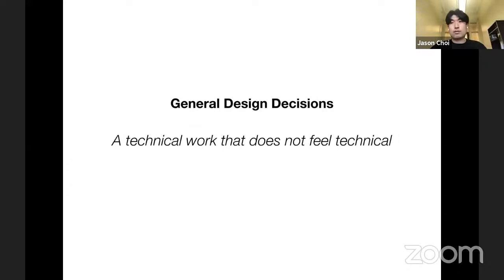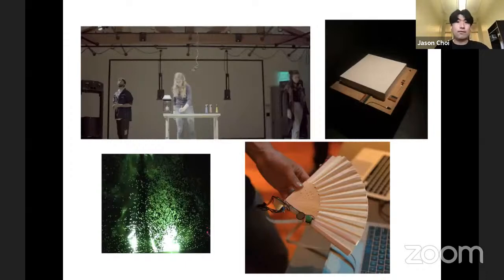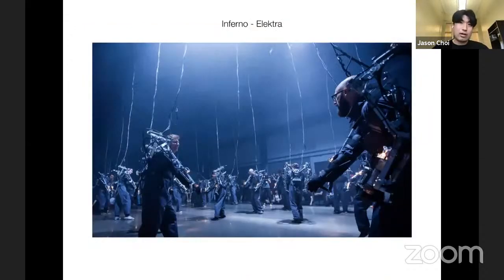Also, my general design decisions were indirectly applied to this process. Throughout all my projects, my general design approach is that I like a conflicting feeling, where the audience perceives that the piece is very technical, but it does not feel technical at the same time. My project involves a lot of real-time systems, including elements in both hardware and software. But in the artistic presentation, I try hard to keep the technical element from being in front. I want this technical object to not be seen as technical, which is a contrast to pieces like Inferno, which puts forward a robotic aesthetic and a sense of technology and roboticism.